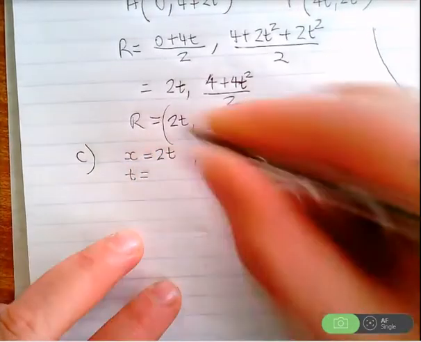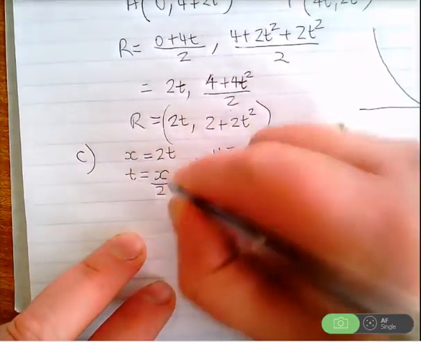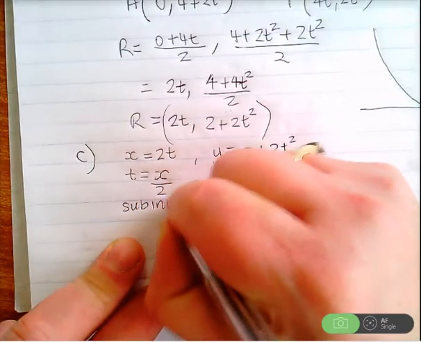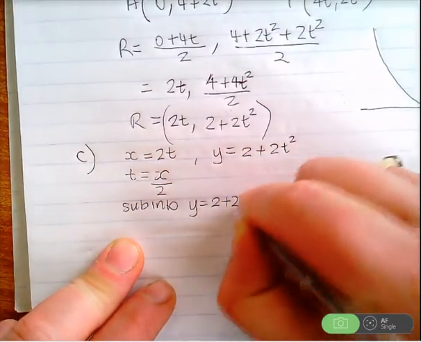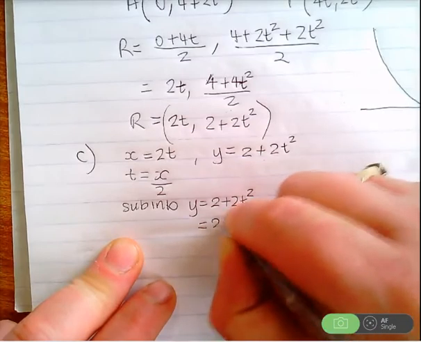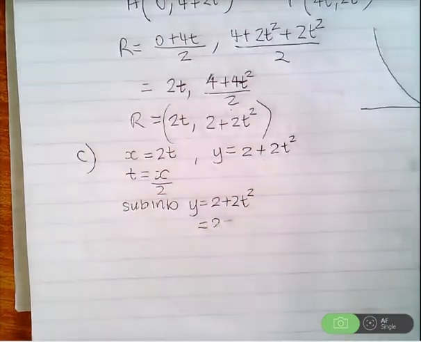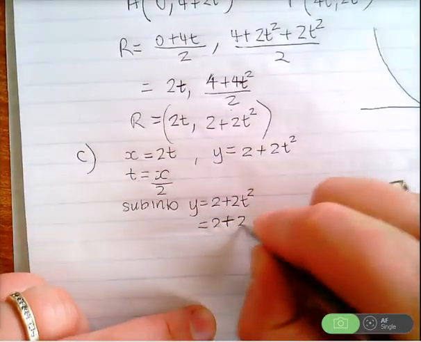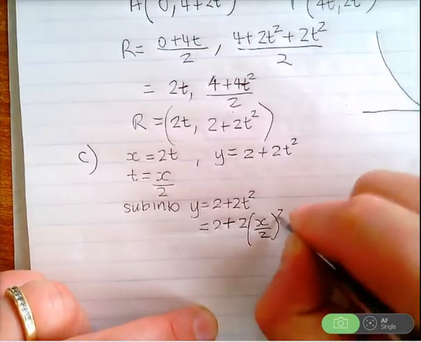We get that t is what? x on 4, and substitute it into y equals 2 plus 2t squared, which is 2 plus 2 times x on 4 squared.